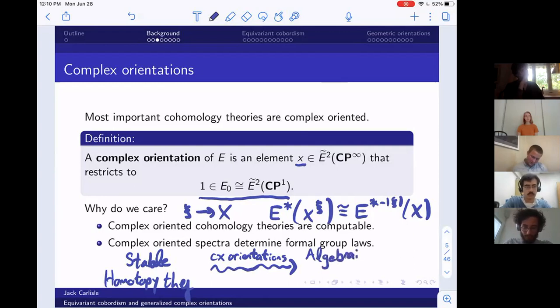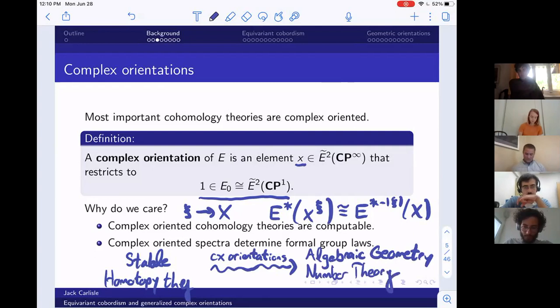And moreover, oftentimes, one can go in the other direction. For instance, one can start with a formal group law over some ring and then ask the question, is there some complex oriented spectrum whose associated formal group law is this formal group law which I found in number theory or which I found in algebraic geometry, et cetera, et cetera. Okay. So it's for this reason that we care about complex orientations.